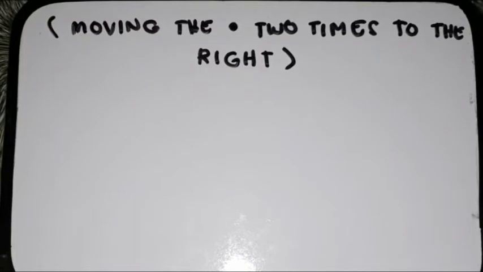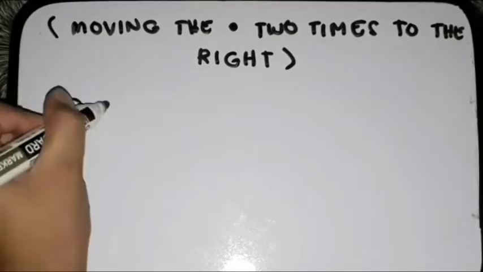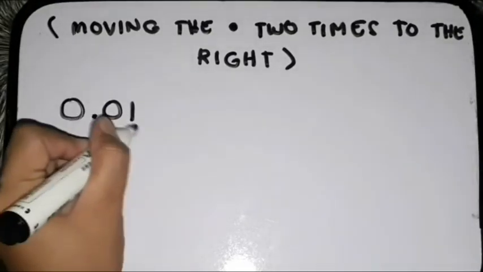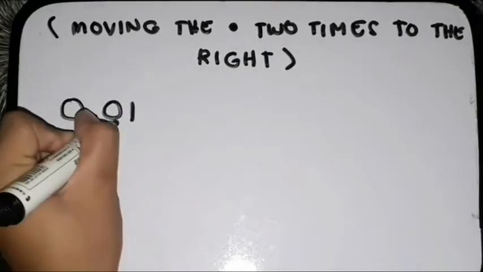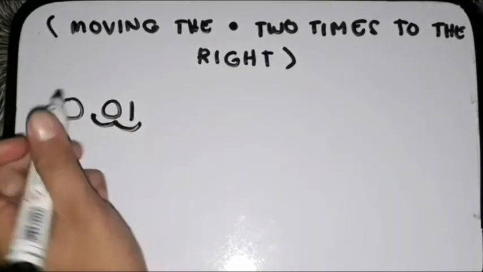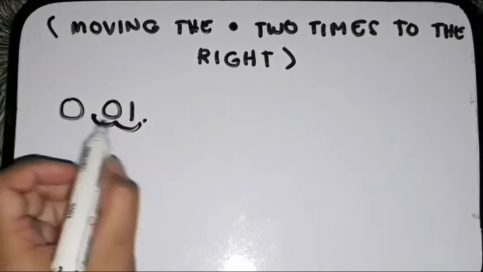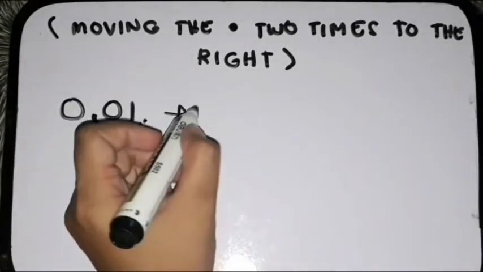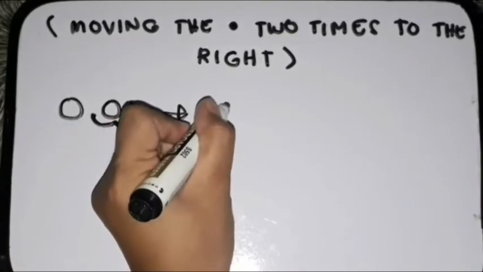So the next one is moving the decimal point 2 times to the right. So our given is 1 hundredth. So you just need to move the decimal point 2 times to the right. So 1, 2, and place the decimal point, and change it to percent. So the final answer is 1%.